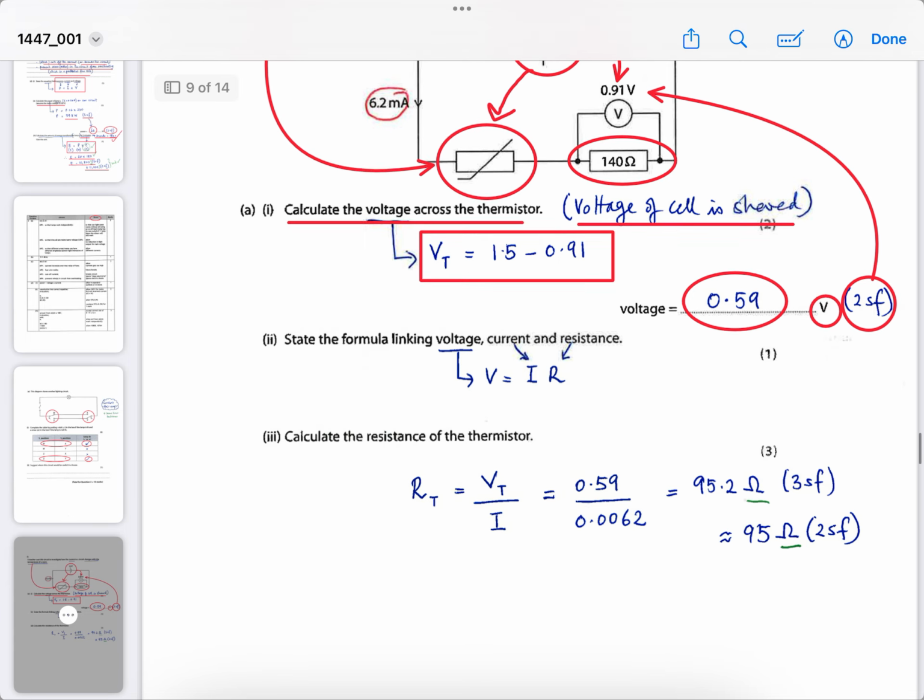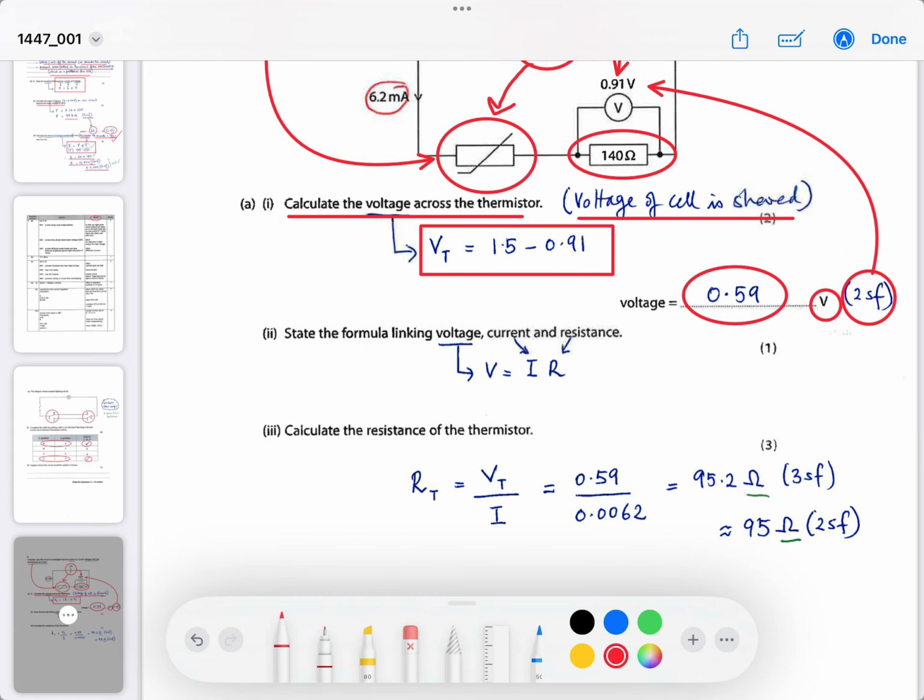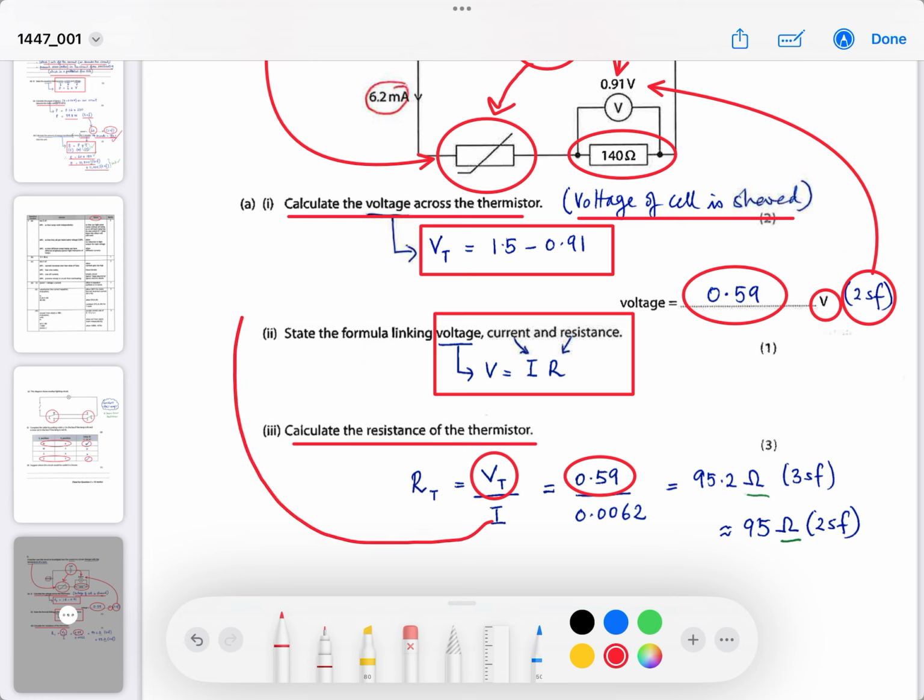It then wants you to use V equals IR, the formula linking V, I, and R. You either write it as a word equation or you can use my method. I think my method will work for the Edexcel IGCSE. They want you to calculate this time the resistance of the thermistor. Because you've worked out the voltage of the thermistor is whatever is left of the 1.5 volts, which is 0.59, you divide that by the current in the circuit, and the current in the circuit is given here.